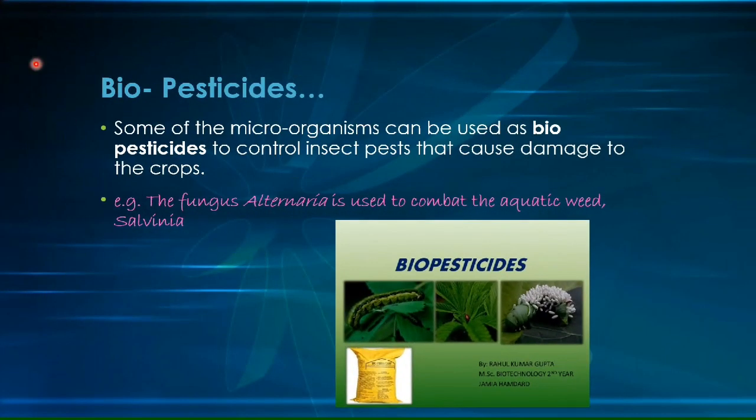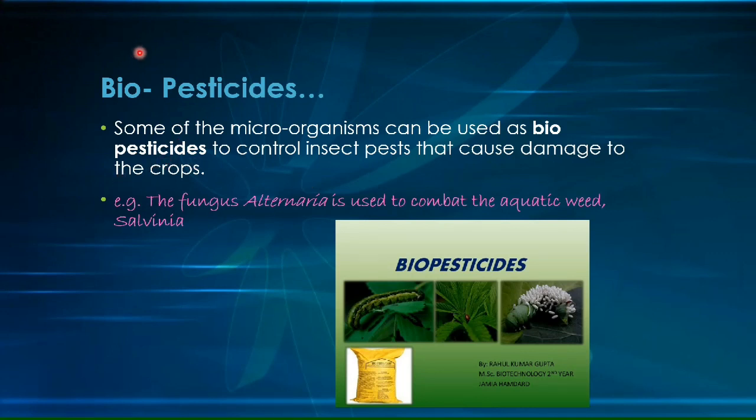And biopesticide. The fourth point on why microbes are used in the agricultural field is biopesticides. We know who pests are. Pests are the harmful animals that damage the cultivated crops. So to control these pests, we use pesticides. Pesticides means the things that we use to destroy pests.